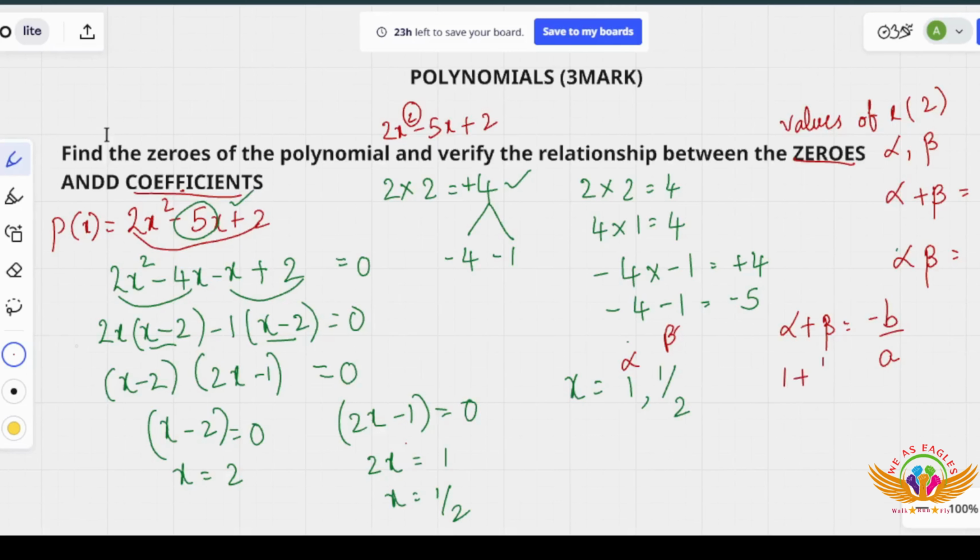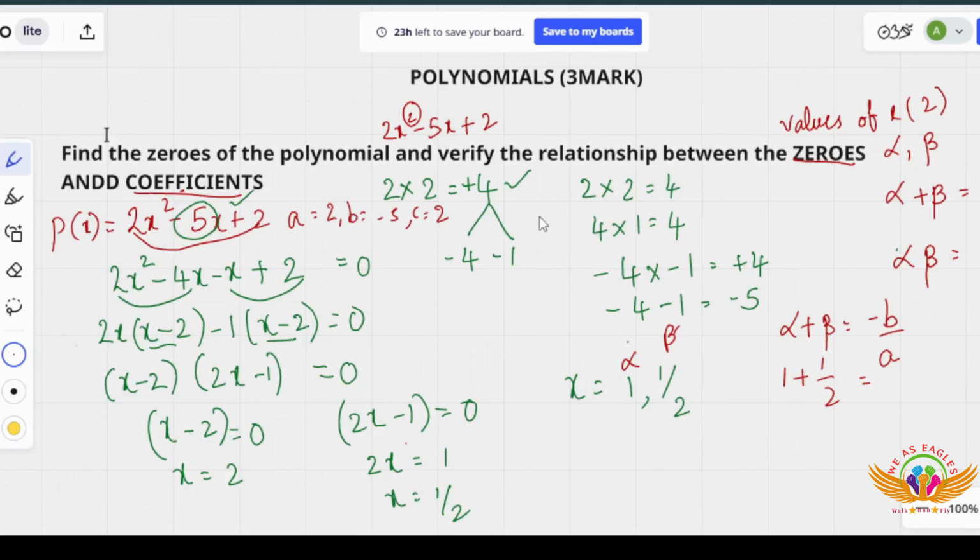1 plus 1 by 2 is equal to, what is minus b by a? Here in our quadratic polynomial, we have the coefficients already written. In order to avoid confusion, write down the values. A value is 2, B value is minus 5 and C value is 2.